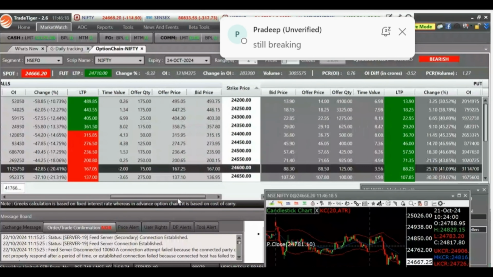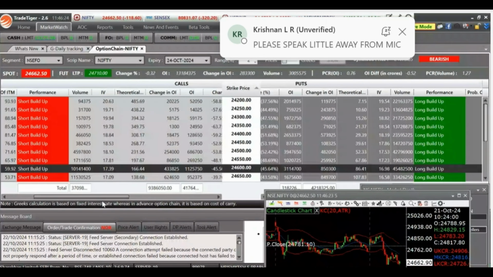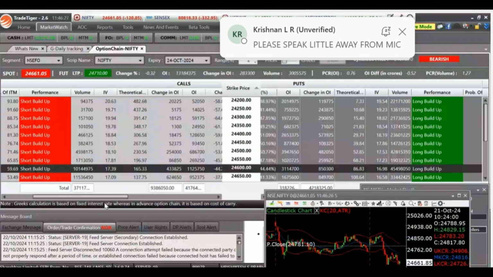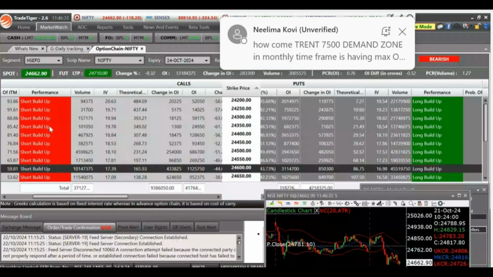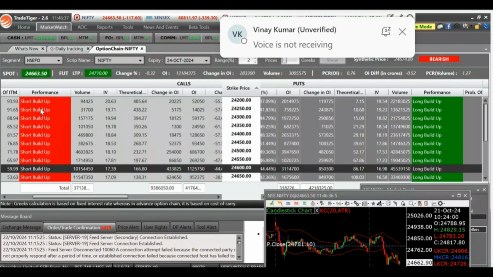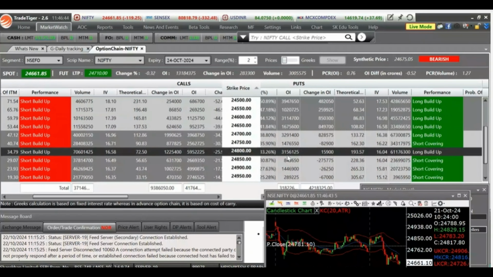Now you can even scroll this bar and look at various columns. What we just saw, long build up, short build up, long unwinding, short covering, and so on, is already given to you here in the performance column. I just told you so that we understand what it means, but it is ready-made in the option chain. So currently there is short covering happening, let us say on 24,800, and this is on the call side. So there is short covering happening on the 24,800 strike price, which means that 24,800 is likely to act as a good amount of resistance.